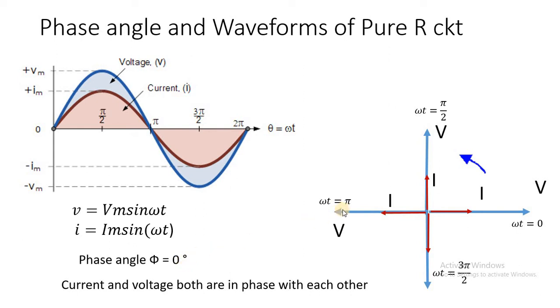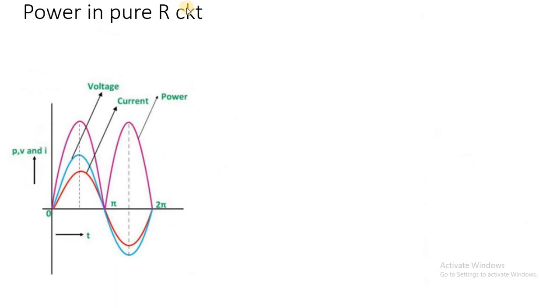Okay. Now the next term is the power. When I want to deal with the power and find the power in a pure resistive circuit, first of all we will see the waveform of the power. As we have seen the voltage and the current waveform, the voltage waveform is the blue color waveform and the red color waveform is the current waveform, whereas the violet color waveform is the power waveform. See, the power is equal to V into I. So power is a product of voltage and current.